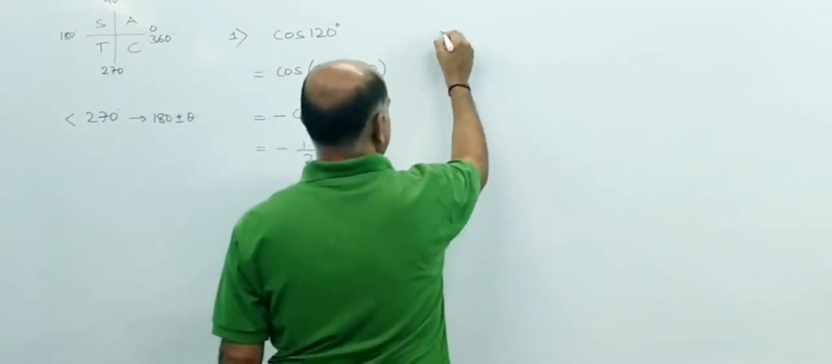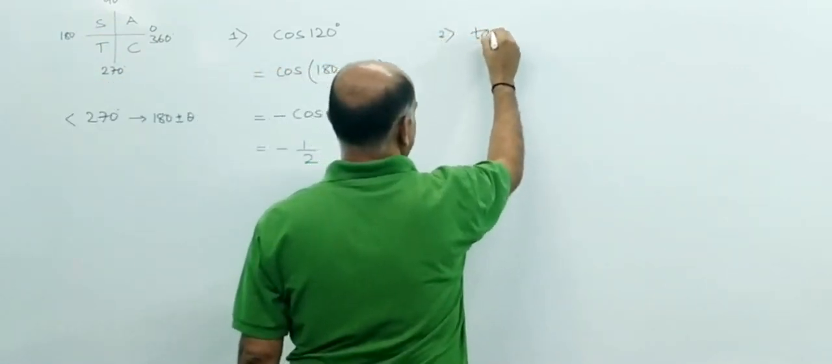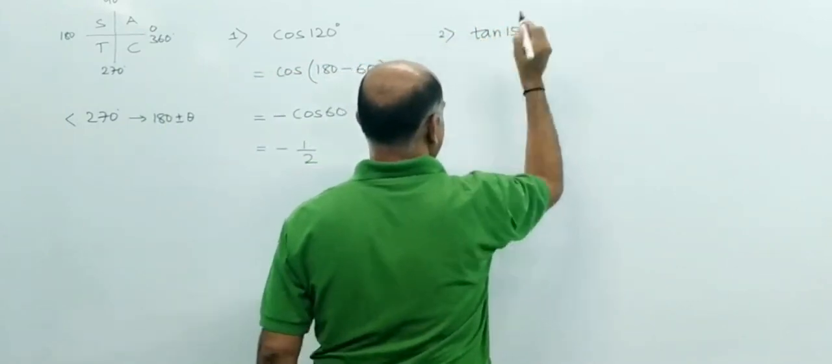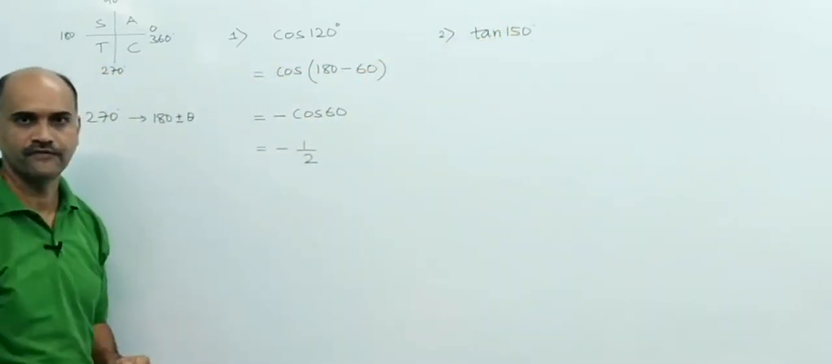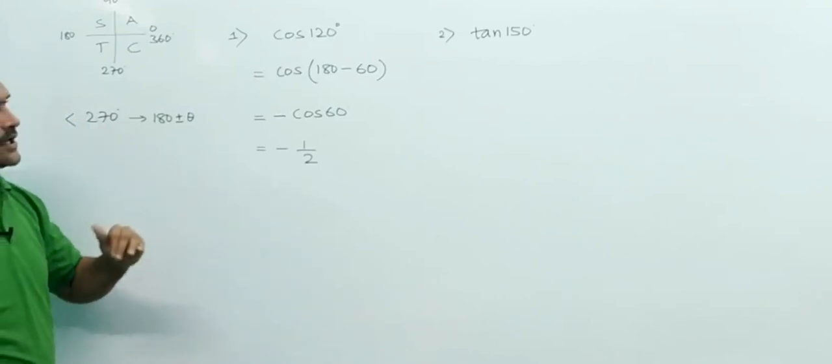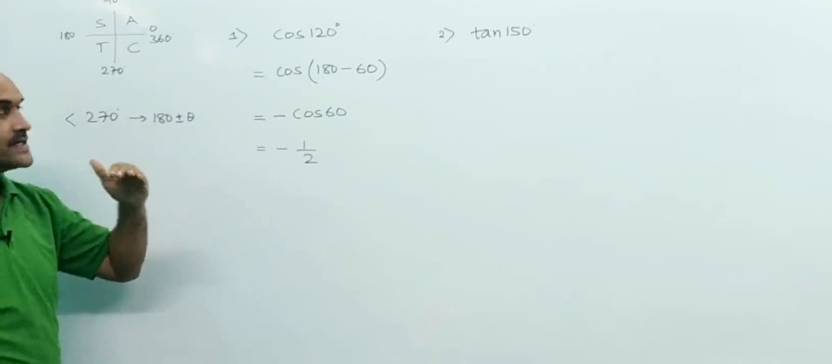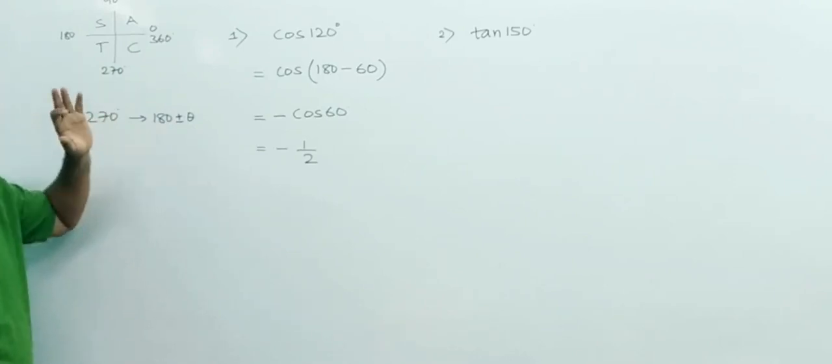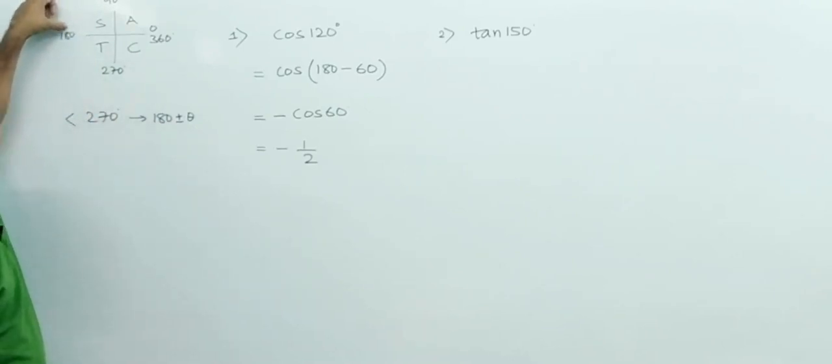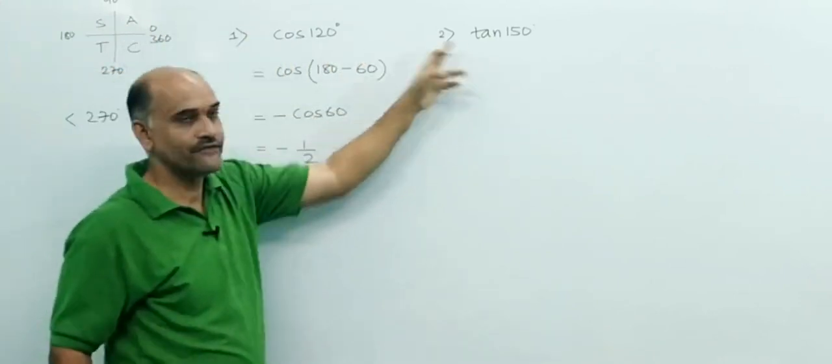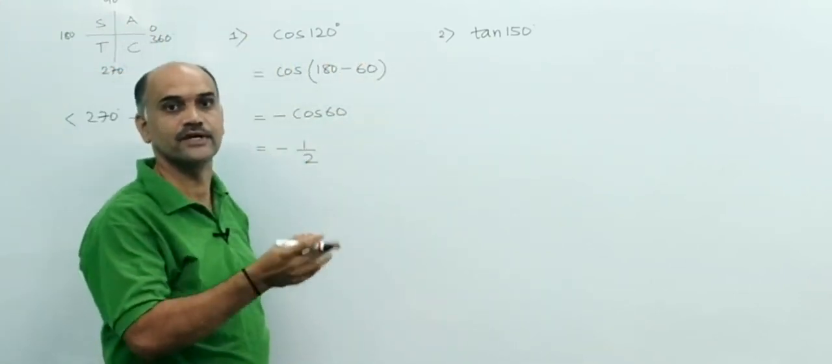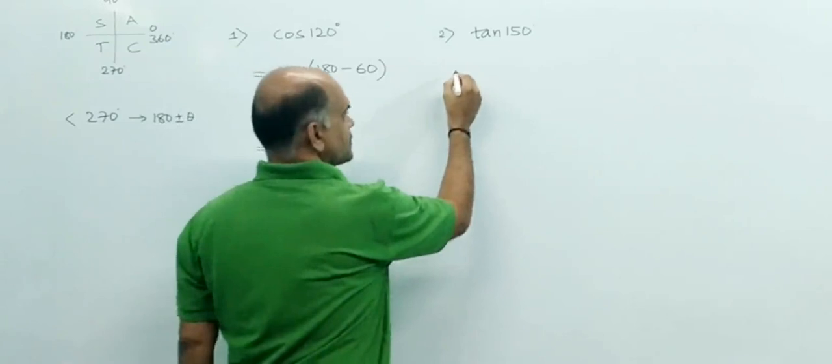Similarly, if I take tan 150 degree. Now again, if you observe, the angle 150 is less than 270, which means 150 is near to 180. So 150 you can write as, very good, 180 minus 30.